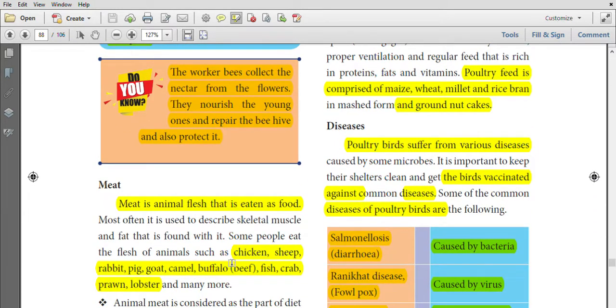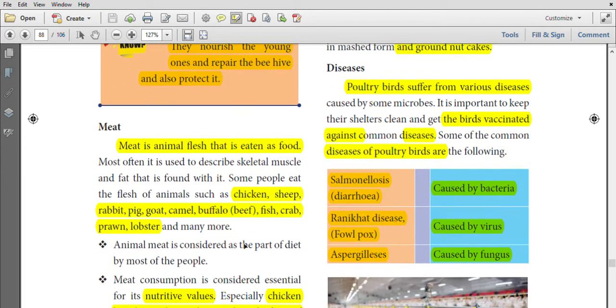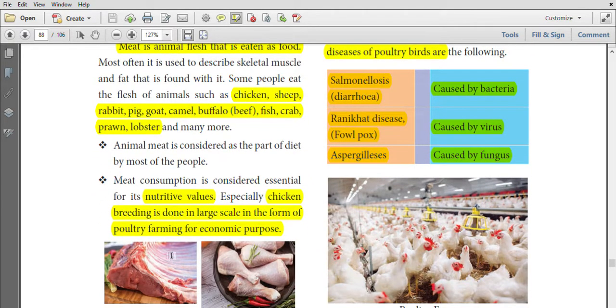Meat. Meat is animal flesh that is eaten as food. Meat is obtained from chicken, sheep, rabbit, pig, goat, camel, buffalo, fish, crab, prawn, and lobster. It has many nutritive values.